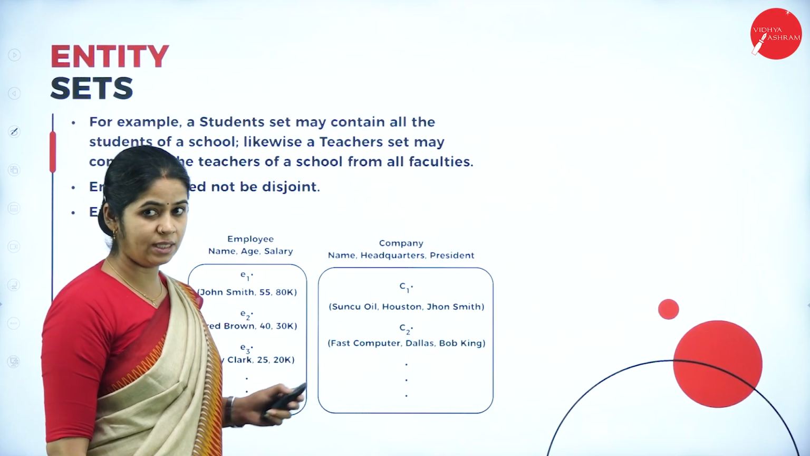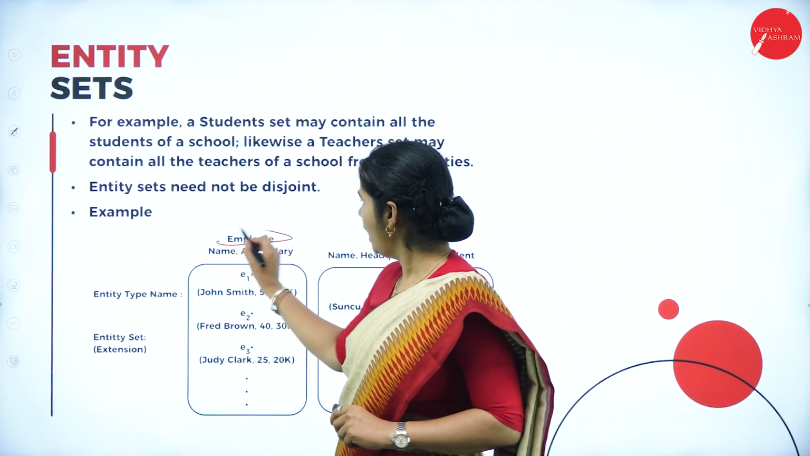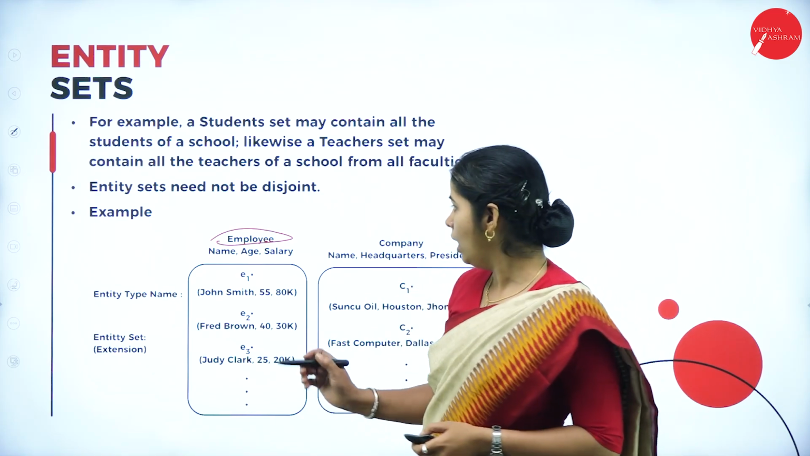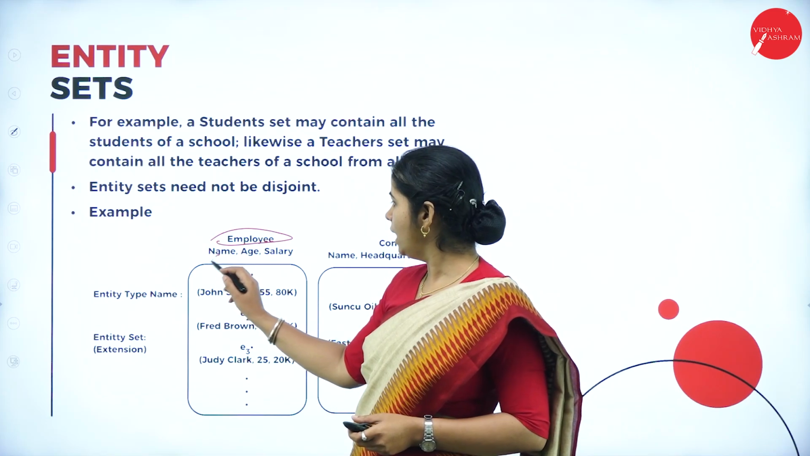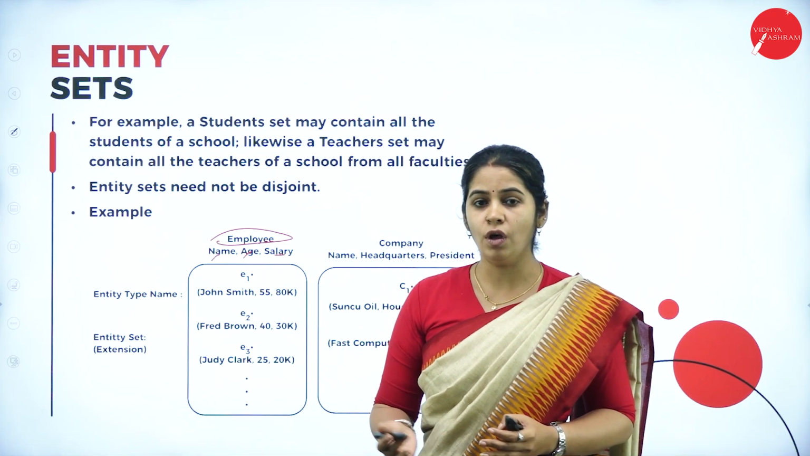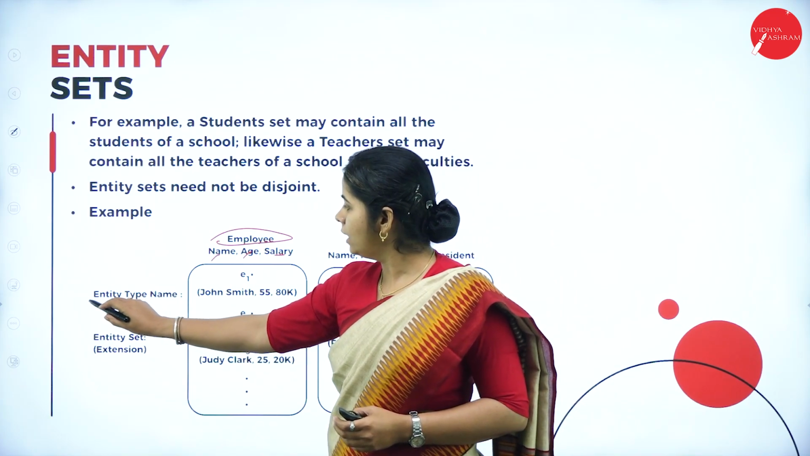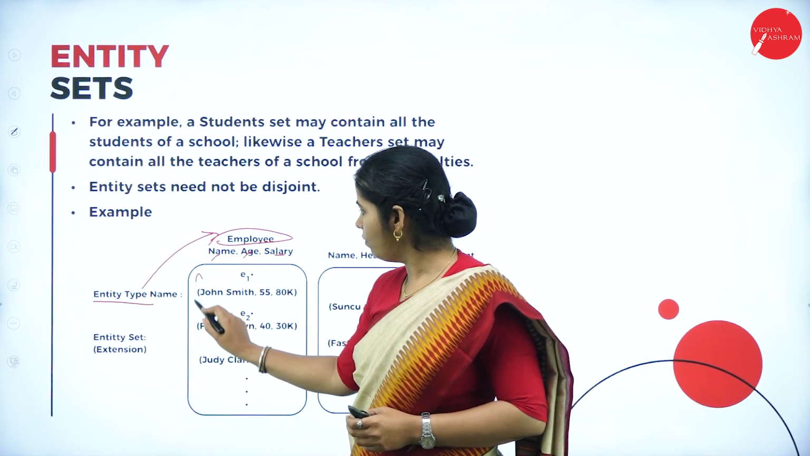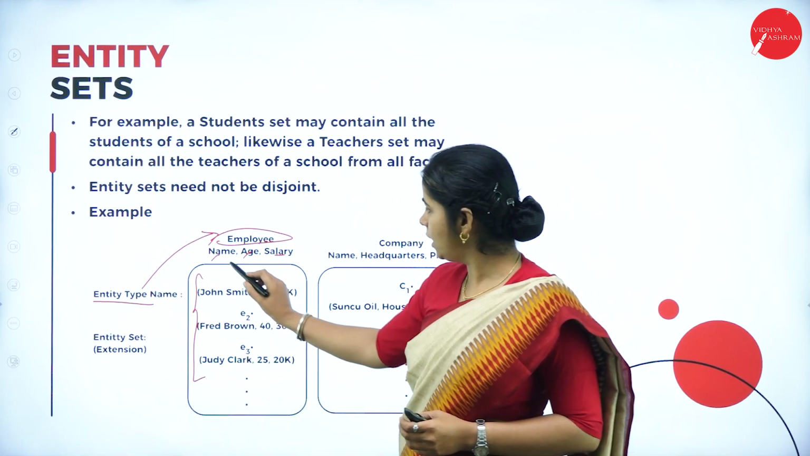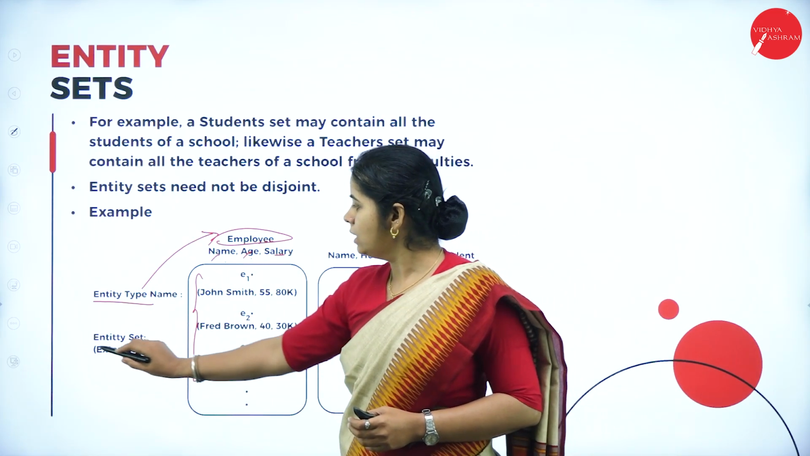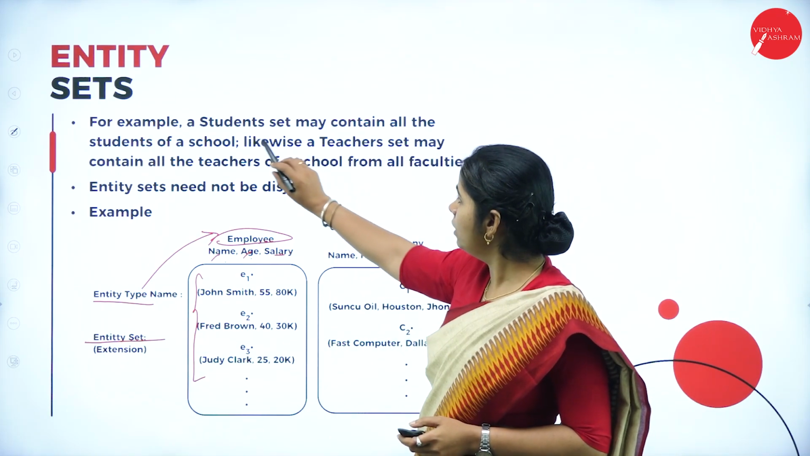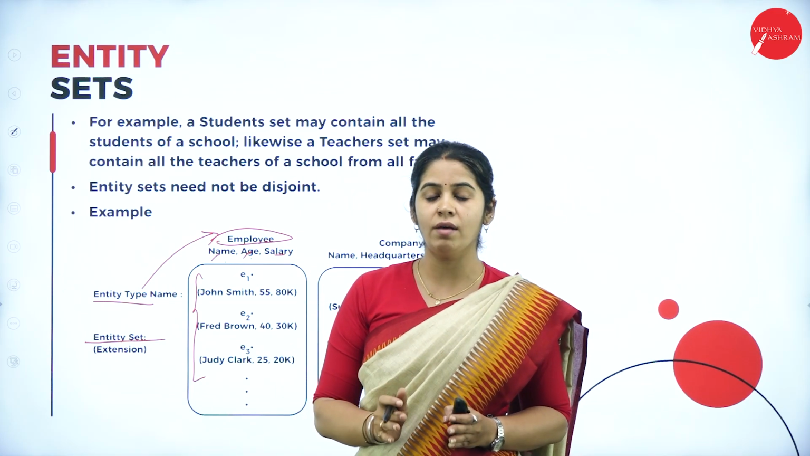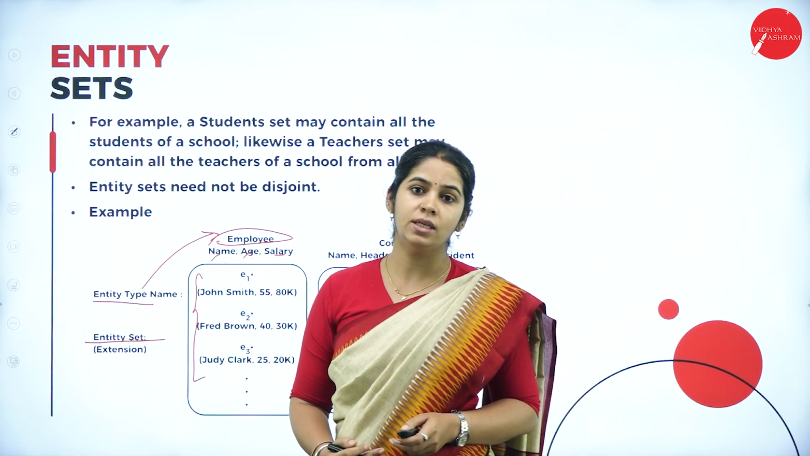Let me explain with this example. Here what we have is employee. As we have seen in the previous example, employee is a strong entity type, right? How many attributes does employee have? Name, age, and salary. These are all the properties of employee. Employee is the entity type. And whatever values we are giving in that particular name, age, and salary, this is considered as the entity set. The entity set is not disjoint from the entity type. Whenever you have an entity type, only then can you give the entity set.